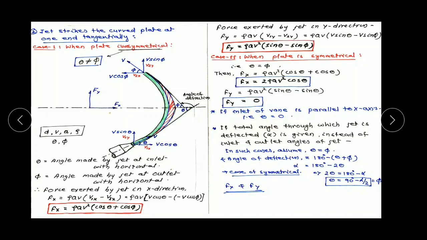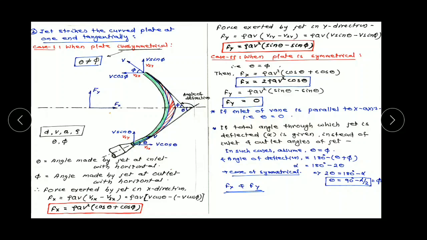In this case, as usual, the notation: d equals diameter of the jet, v equals velocity of the jet, a equals cross sectional area of the jet, and rho equals mass density of the fluid which is striking. Theta equals the angle made by the jet at inlet, and phi is the angle made by the jet at outlet with the horizontal. Therefore, the force exerted by the jet in the x direction, by the usual formula, is mass per second into initial velocity minus final velocity. We are going to consider the force exerted by the jet in the x direction.